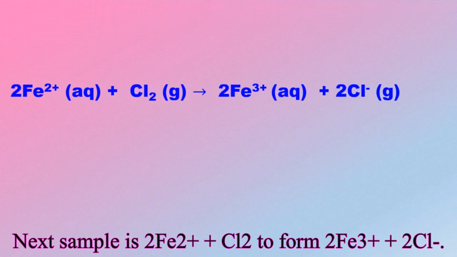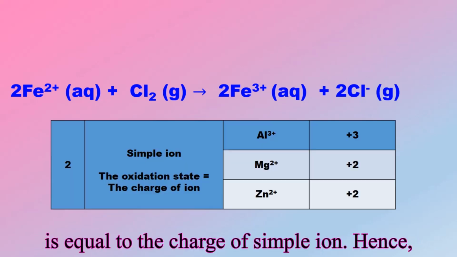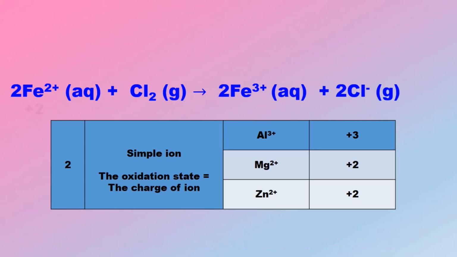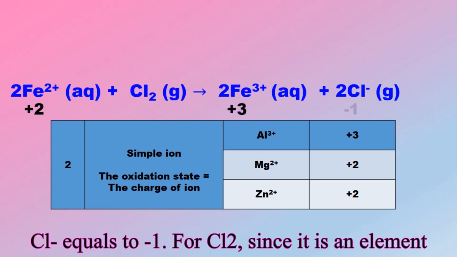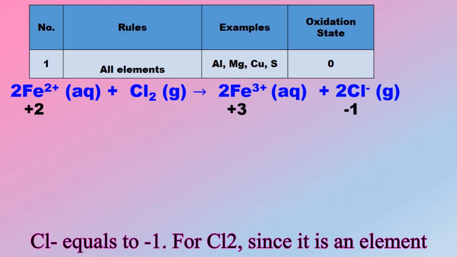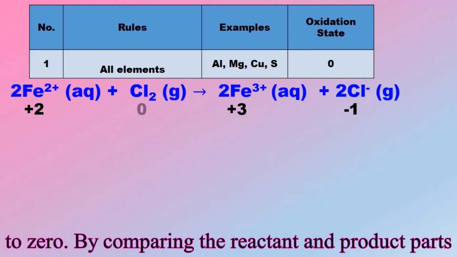Next example is 2Fe2+ plus Cl2 to form 2Fe3+ plus 2Cl-. By following rule number 2, the oxidation state is equal to the charge of a simple ion. Hence, Fe2+ equals +2, Fe3+ equals +3, and Cl- equals -1. For Cl2, since it is an element, referring to rule number 1, the oxidation state equals 0.